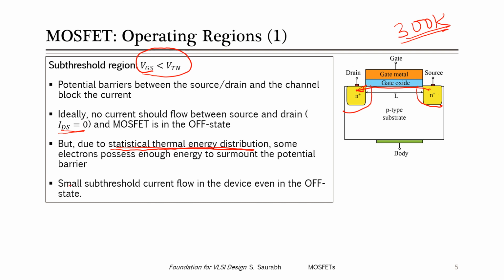So a small subthreshold current flows in the device even in the off state, meaning that if we apply drain to source voltage and VGS is less than VTN, a small current will flow, and it is due to highly energetic electrons, which have high energy because they follow the statistical thermal energy distribution, that is, the Fermi energy distribution function, right?